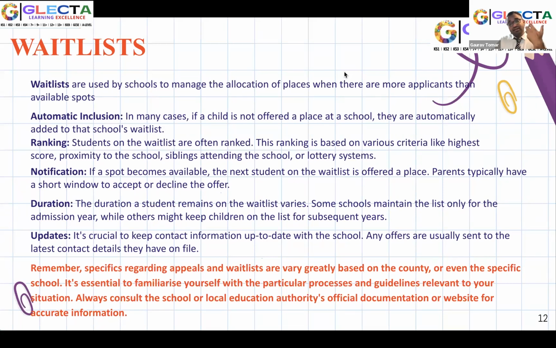Let's say your kid is in the top rank, and a few of the kids have dropped out of that particular school. Then as a next priority, you will be notified by the school that you are offered a place from the waiting list, and are you happy to accept or decline the offer.